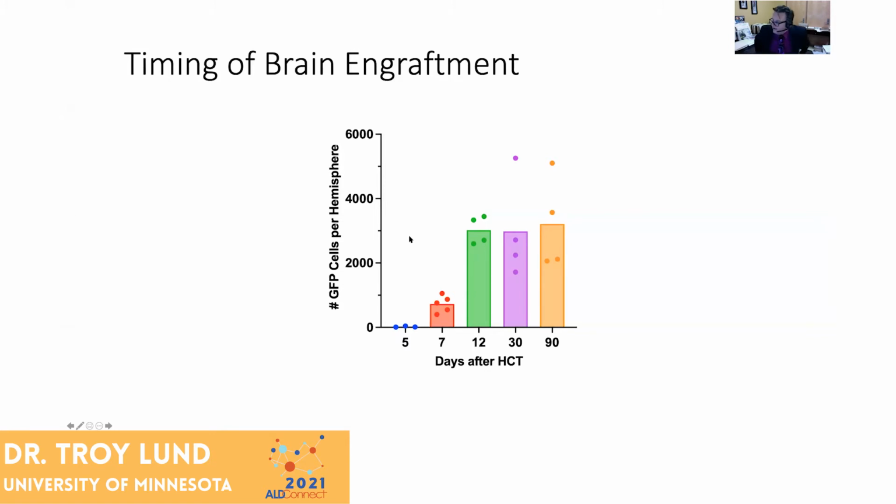We've repeated this many times, and the trends are all pretty similar. So good numbers by day 30 with a peak, with the highest point at day 12. So that gives us some sense on timing. Cells aren't up there at 5 days and not much by 7 days, but by about 2 to 4 weeks, they're up there, at least in this model.